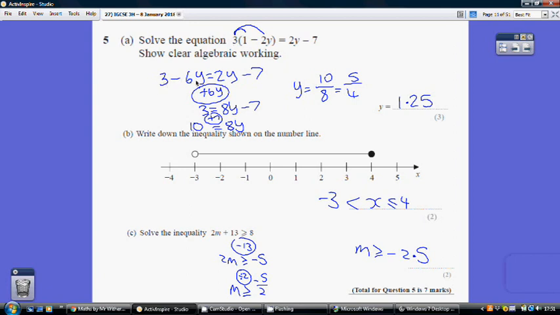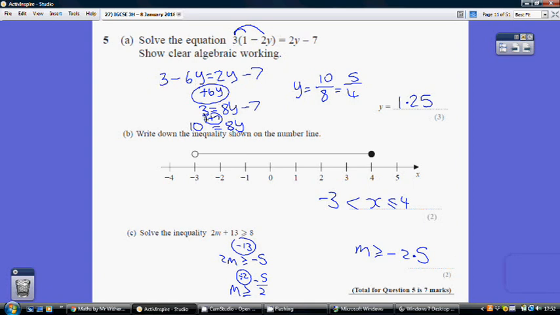Now we want to gather all our y's onto one side and all our normal numbers onto the other. So it's easiest to gather all our y's onto the biggest number. Well, this is the positive number, so that's the biggest one. So let's get all our y's onto the right hand side. So to do that we need to add 6y to both sides.